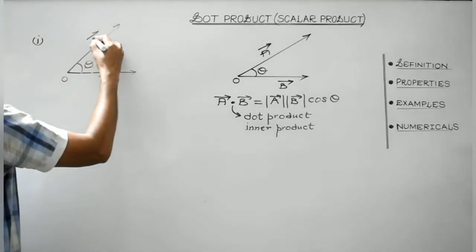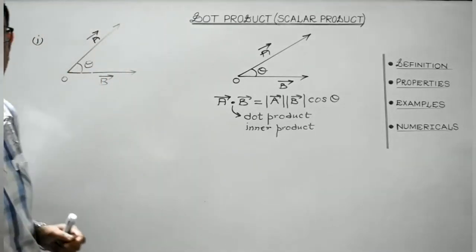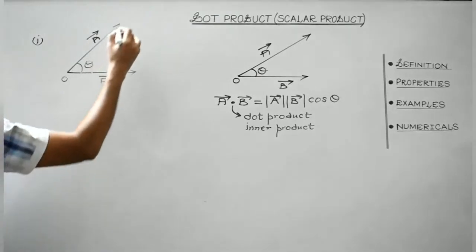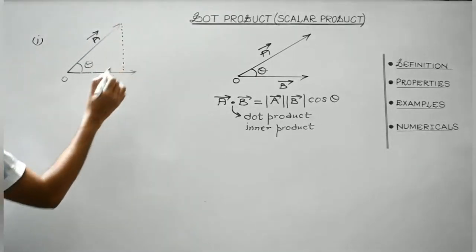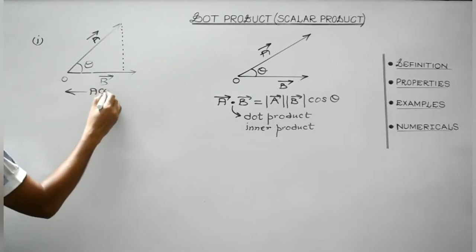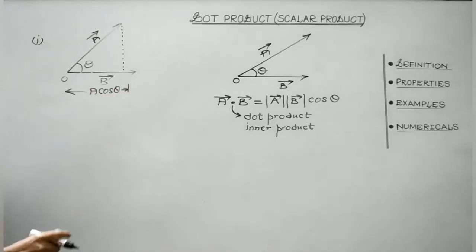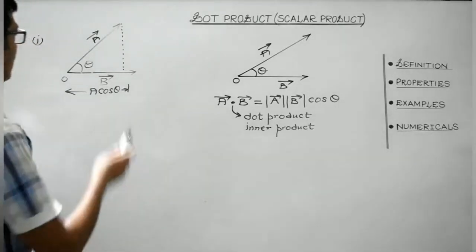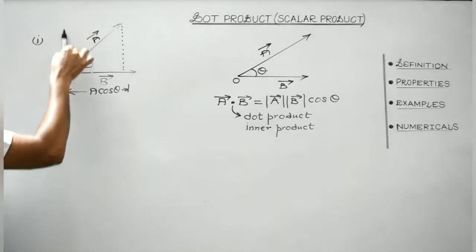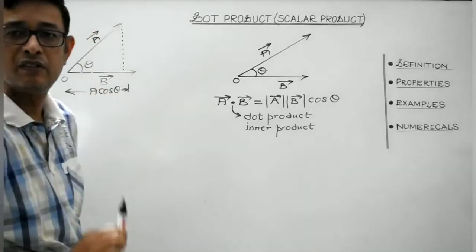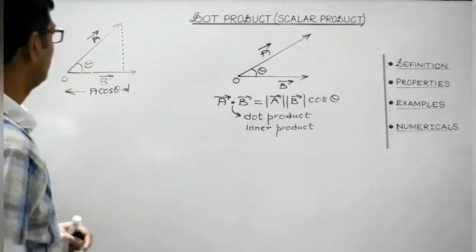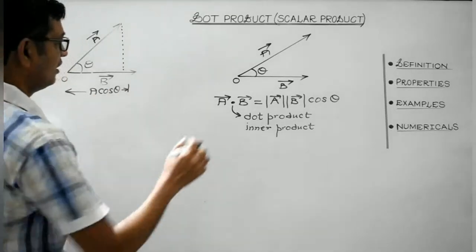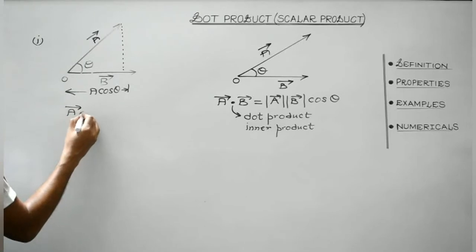We are not bothered about the A sin theta component. Let's consider only the component of A which is along the direction of B. If you draw a perpendicular, then this component would be equal to A cos theta. Am I clear? So students, A cos theta is the component of A along the direction of B. Another component of A would be along this direction, which would be A sin theta. But here, we are not supposed to make use of that component. So let's avoid that. So we have resolved A into this component along the direction of B, which is A cos theta.